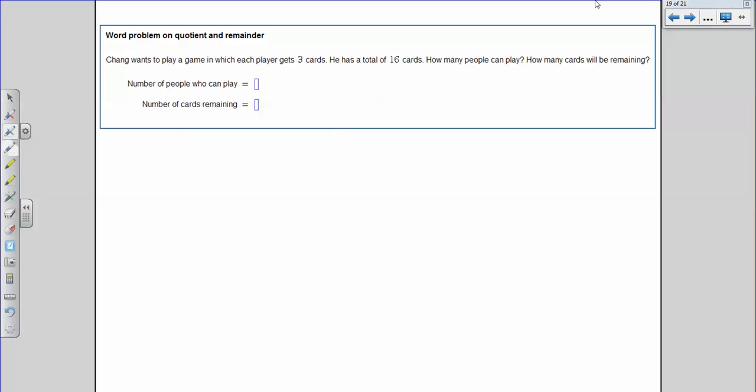Hi gang, today we're looking at a word problem on quotient and remainder. That's our Alex topic. So, let's take a look at what our word problem is.